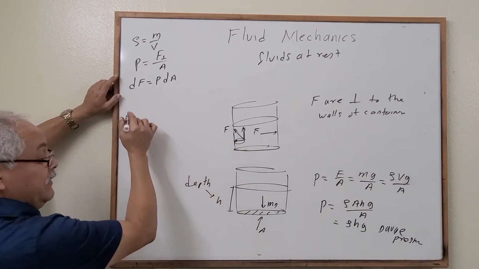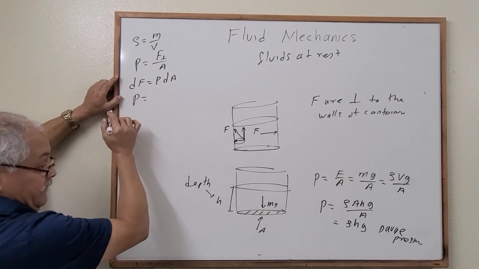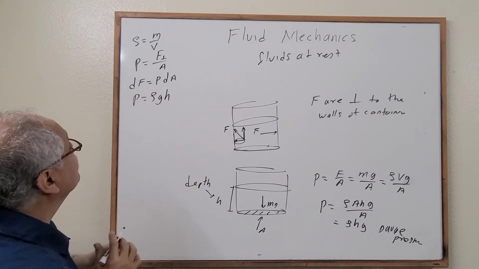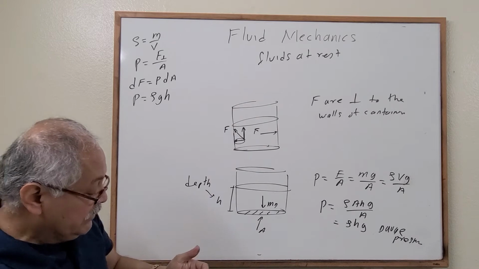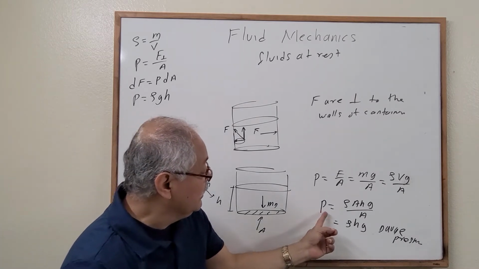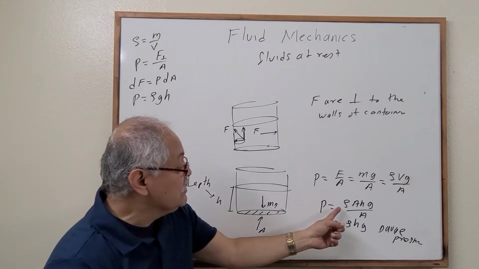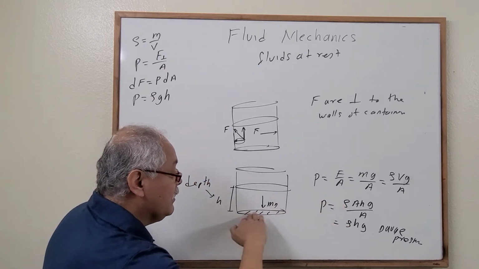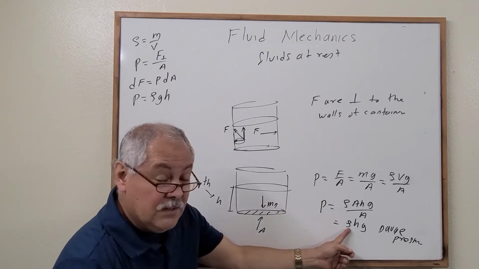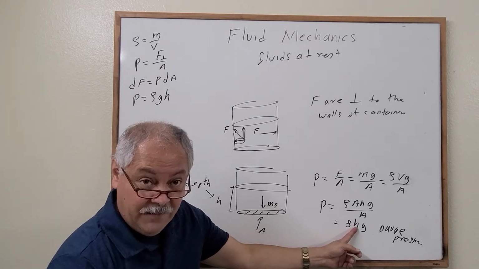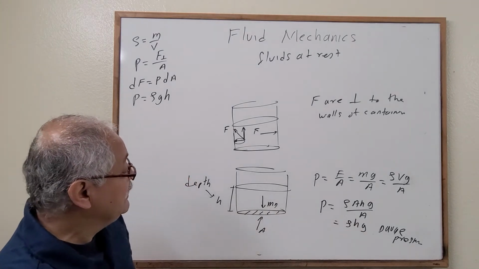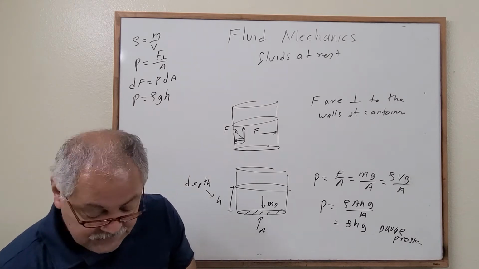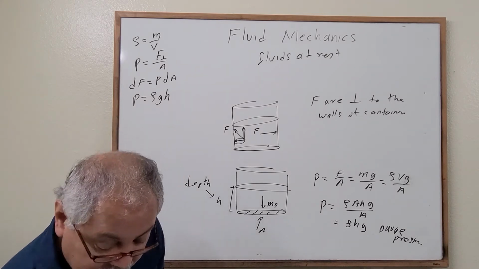Okay, so we have the gauge pressure is defined as density times g times h. Correct? So in this case, we can see that the pressure on the bottom depends only on the density of the fluid and on the depth. Correct? Perfect.